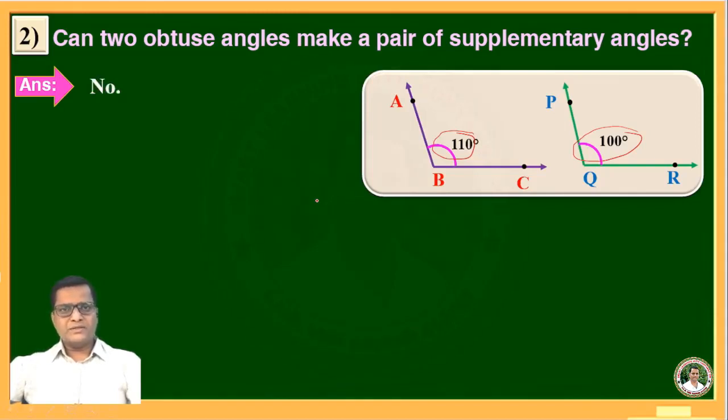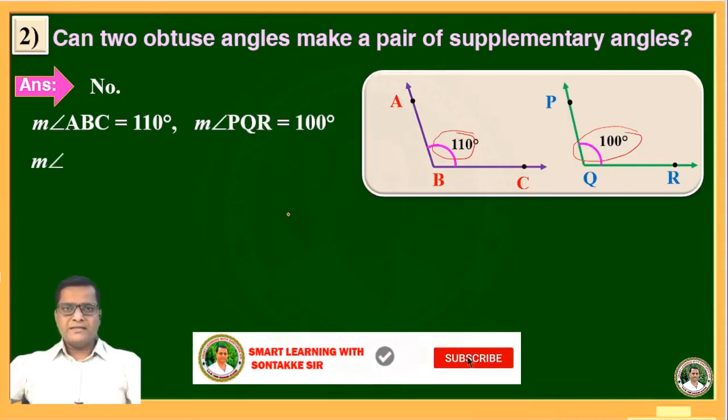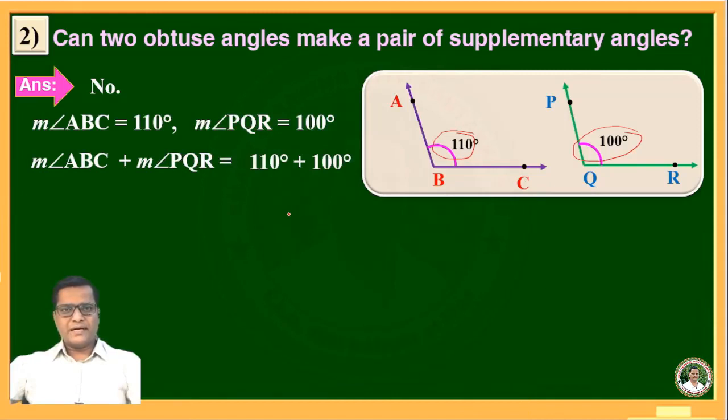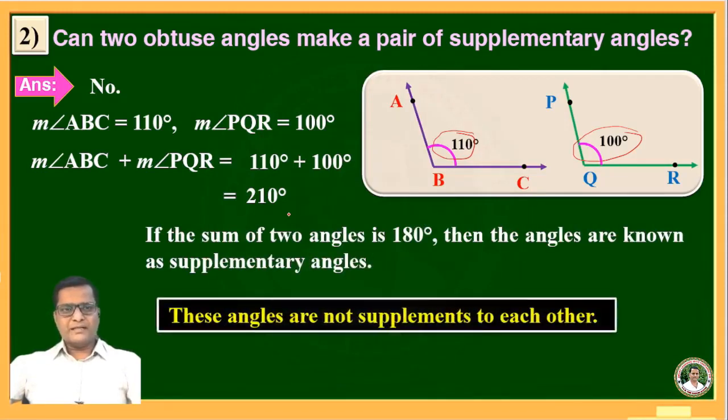Therefore, the answer is no, because measure of angle ABC is 110 degrees, measure of angle PQR is equal to 100 degrees, and the sum of these two angles is 110 plus 100, that is 210 degrees. And according to the definition of supplementary angles, if the sum of two angles is 180 degrees, then the angles are known as supplementary angles. Therefore, these angles are not supplements to each other.